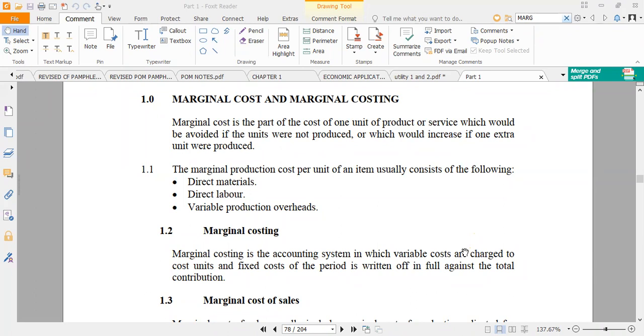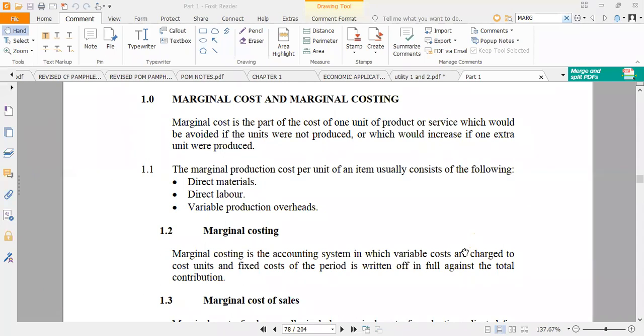Marginal costing deals with variable production costs. So marginal costing is a term used when you're talking about the variable production cost, where we're looking at how many units we've produced and at what cost. This is a cost we can actually avoid. What is involved in marginal costing? Marginal production cost per unit usually consists of direct materials, direct labor, and variable production overheads. This is what marginal costing is all about.